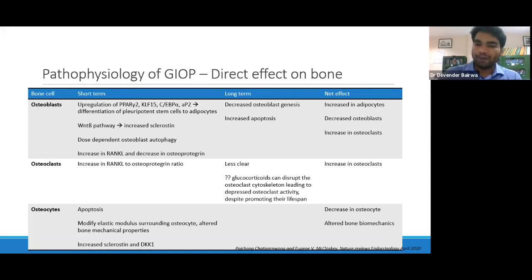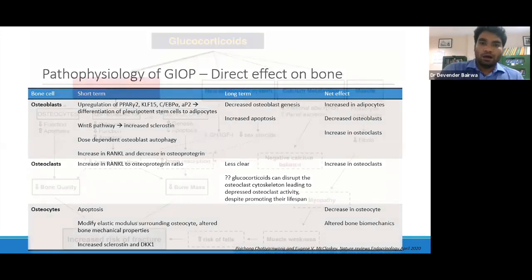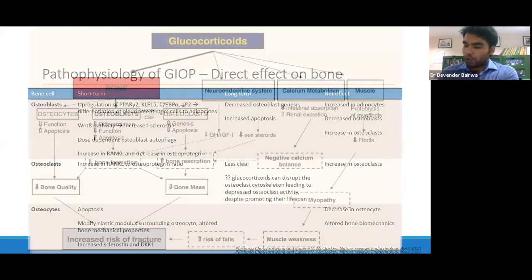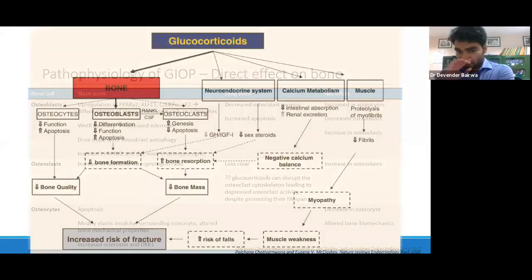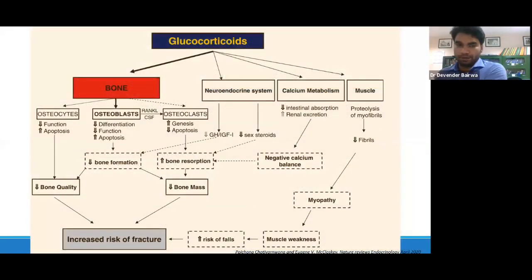So overall, what will happen? There will be decrease in osteocytes and there will be altered bone biomechanics. So all these effects will actually lead to poor bone quality and increased risk of fracture. Now remember, we are talking about the risk of osteoporosis and we are talking about the risk of fracture. So risk of fracture can increase either because of risk of only bone loss, or there are other pathways through which steroid is detrimental.